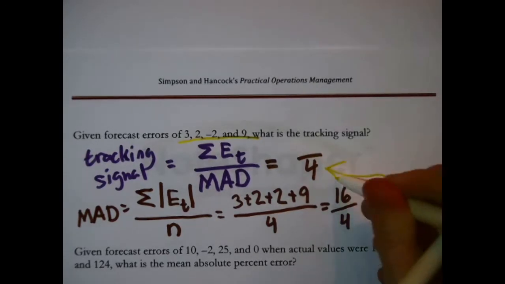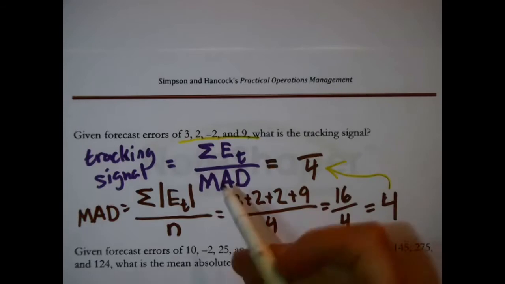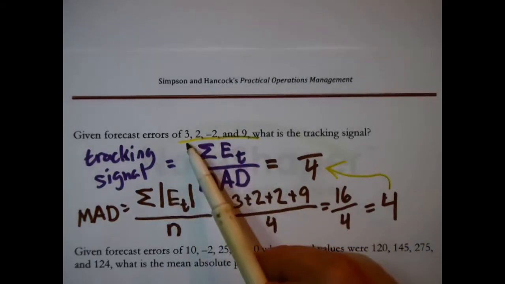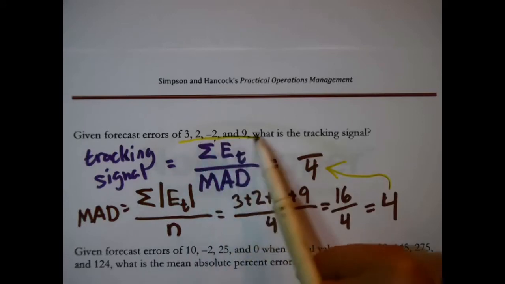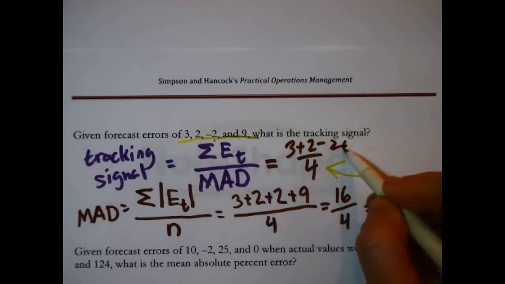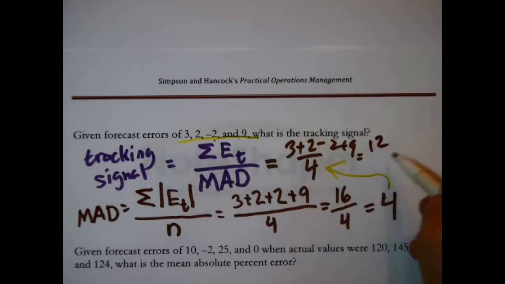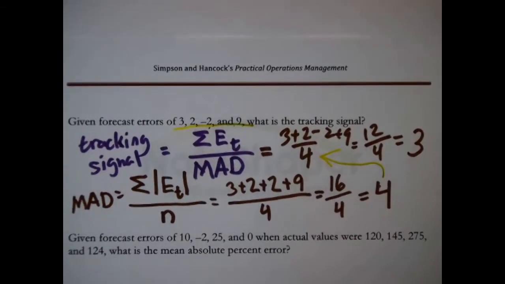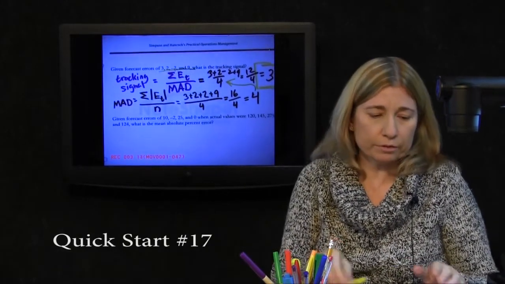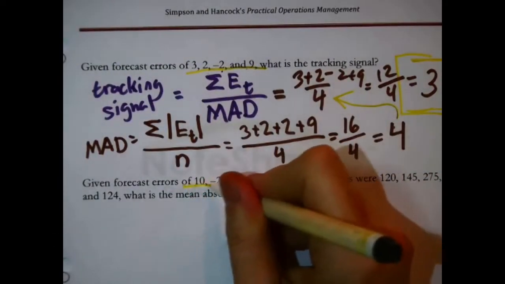So in the tracking signal, the numerator is the sigma, the sum of the errors, not the absolute deviations, just the flat errors. So 3 plus 2 minus 2 plus 9. Well, I get that's 12, again divided by 4, or 3. The tracking signal for that particular set of 4 errors is, that's the answer to the question right there, 3.